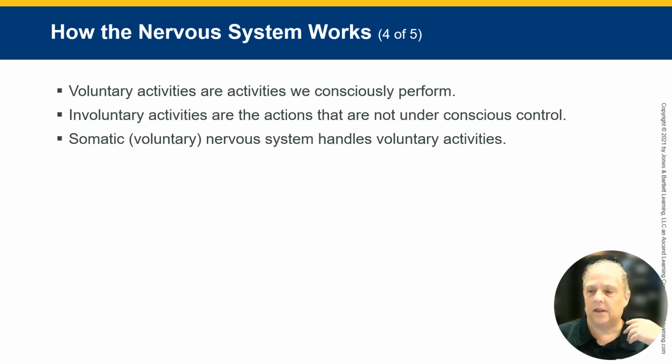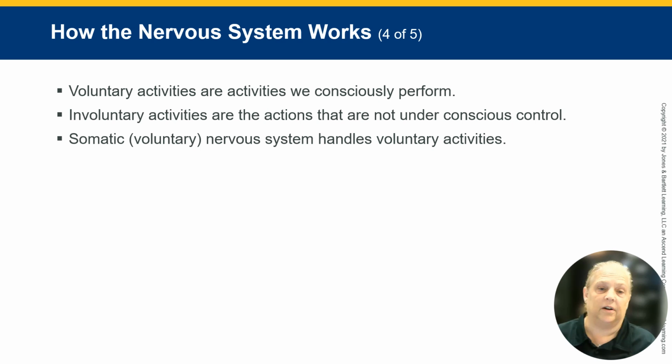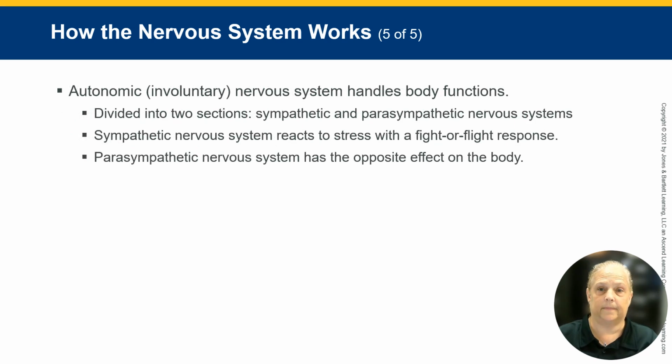Voluntary activities, we think about it, we do it. Walking, talking, okay? These are all voluntary activities. Involuntary activities, breathing, your heart beating, blinking. We don't think about doing these things, they just are done, okay? Your somatic nervous system handles your voluntary activities. Your autonomic handles your involuntary activities.